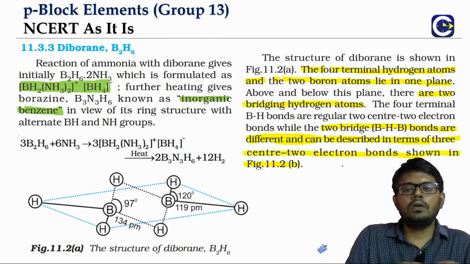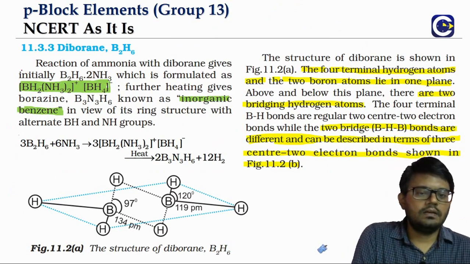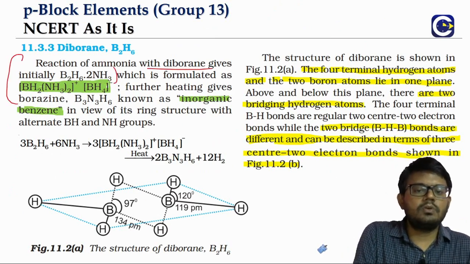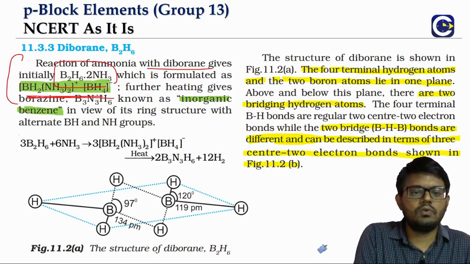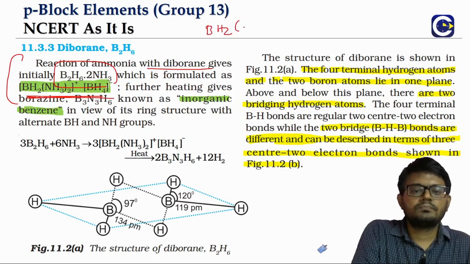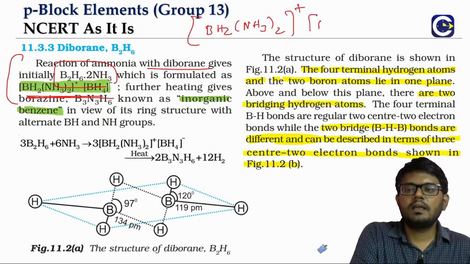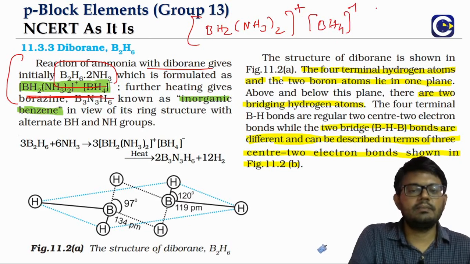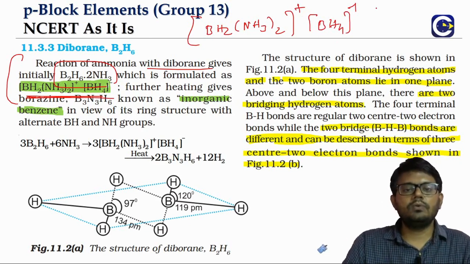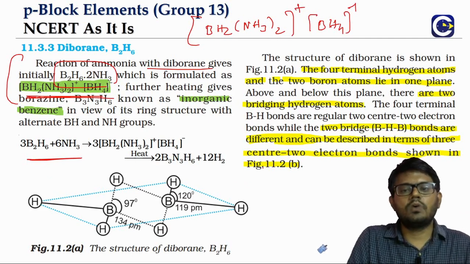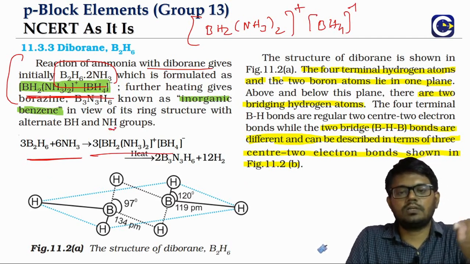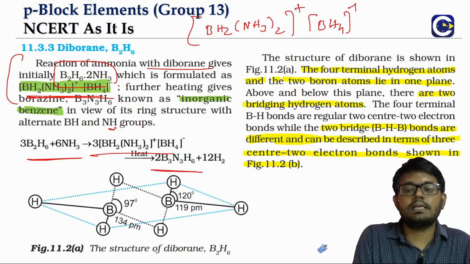Now when you are looking at the reaction between diborane and ammonia, it gives us B2H6.2NH3. In fact the actual structure will be [BH2(NH3)2]+, this is the positive part, and BH4 minus, the negative part. That will be the actual structure of B2H6.2NH3. If you further heat it, it will give us B3N3H6.